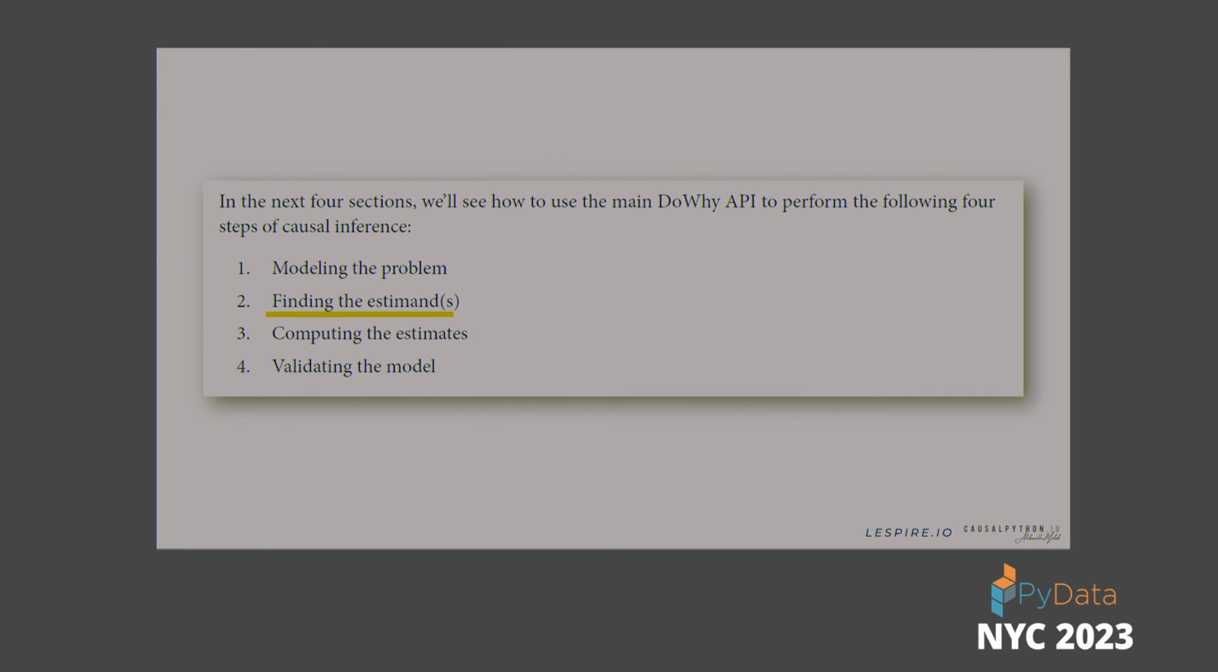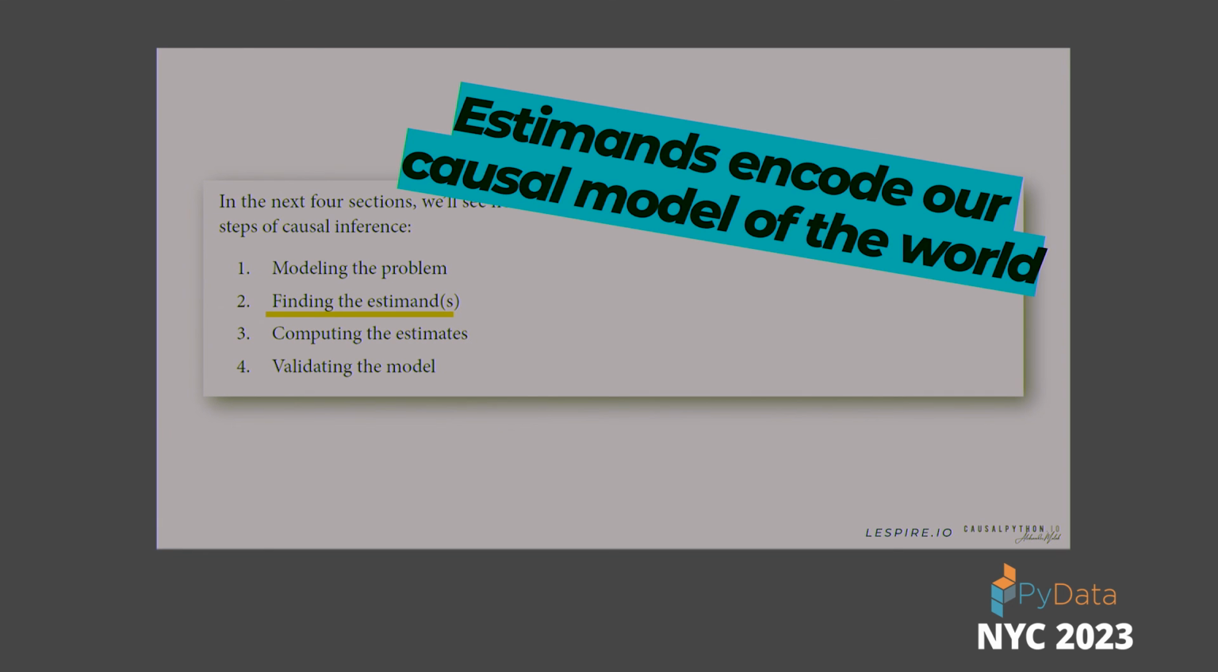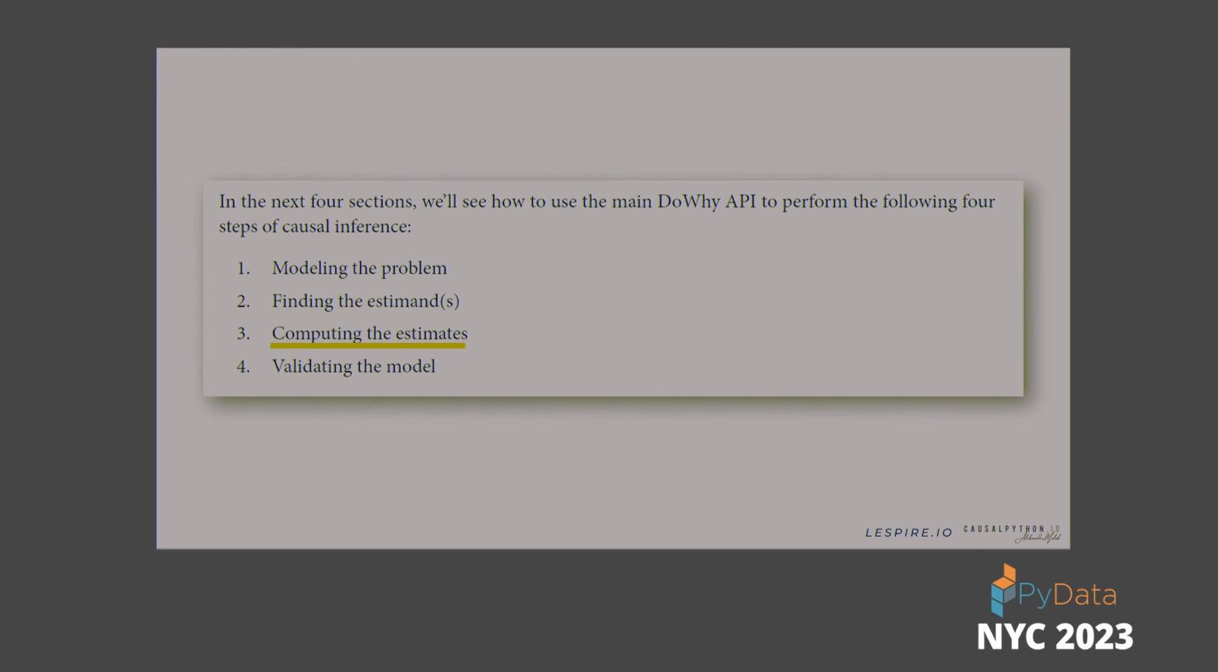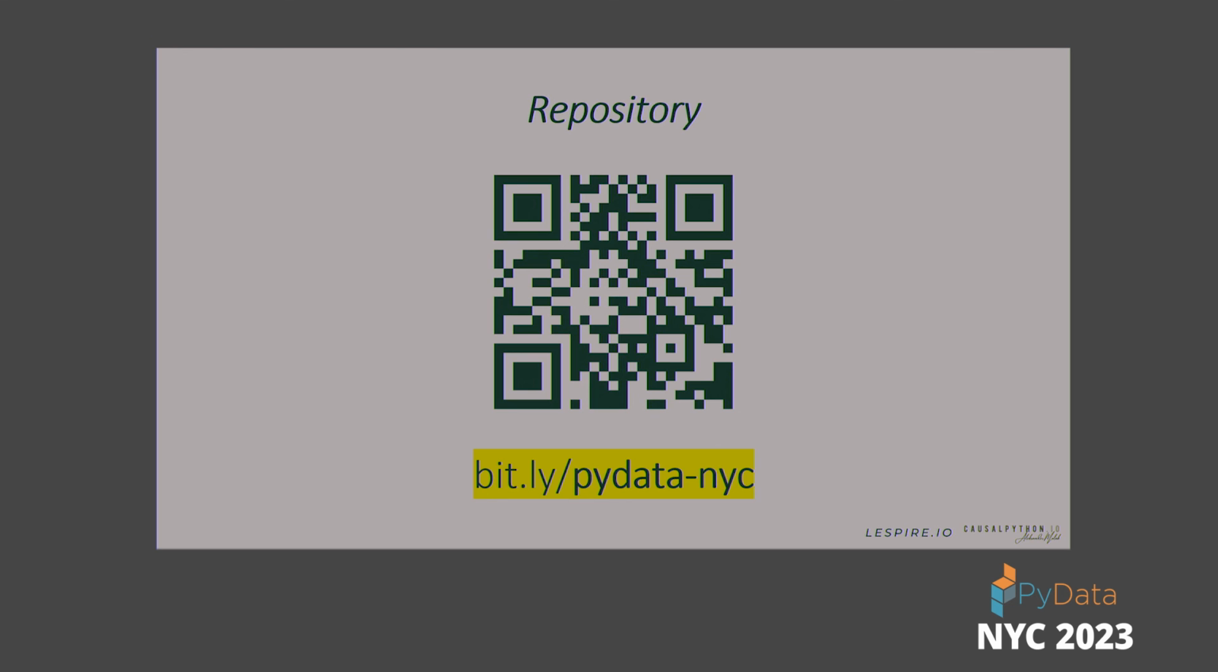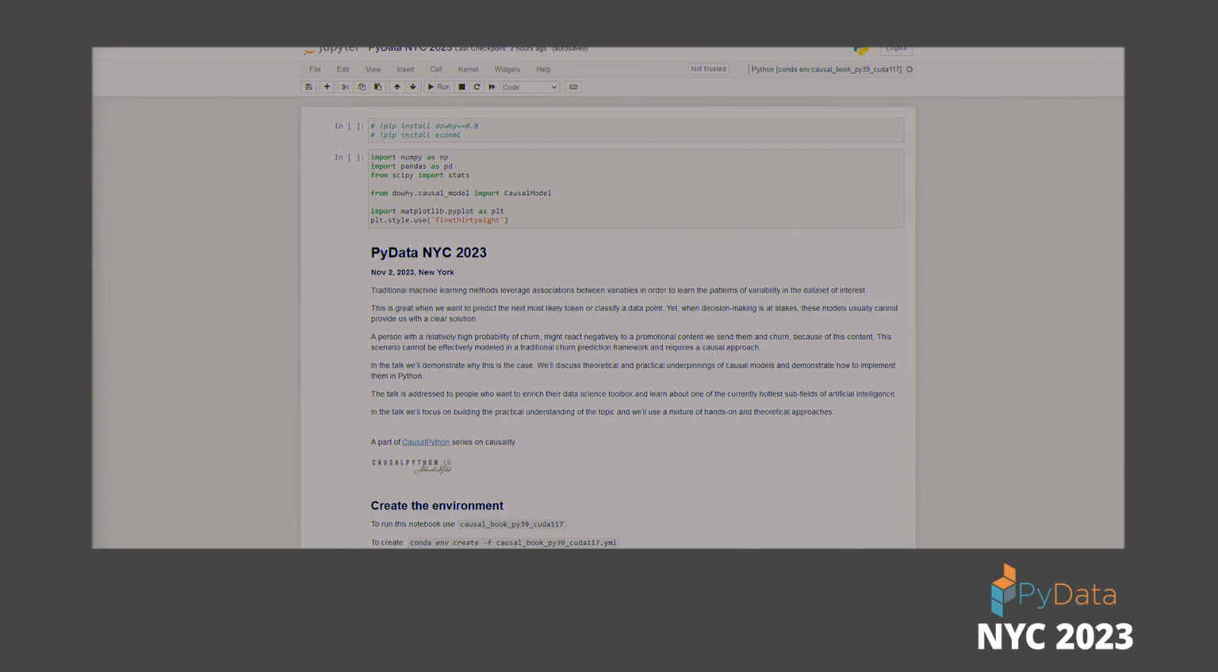So this is the estimand, and there are many estimands. And they encode our causal model of the world, our belief. And then we are computing estimates. And finally, we are validating the model. So here we have some code, which we will go through very briefly.